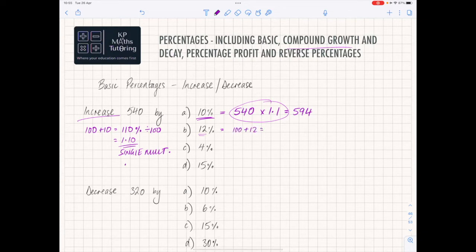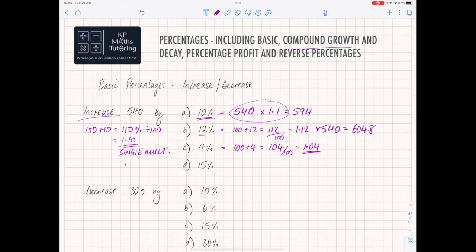Now for the second one where it's 12%, what you're doing is you're doing 100 plus 12, which is 112. Divide that by 100, 1.12. So 1.12 is your single multiplier. Times that by 540. So 540 times 1.12, and it gives you an answer of 604.8, which we worked out in the previous example anyway. This would be 100 plus 4, which is 104. Divide that by 100, which gives you 1.04.